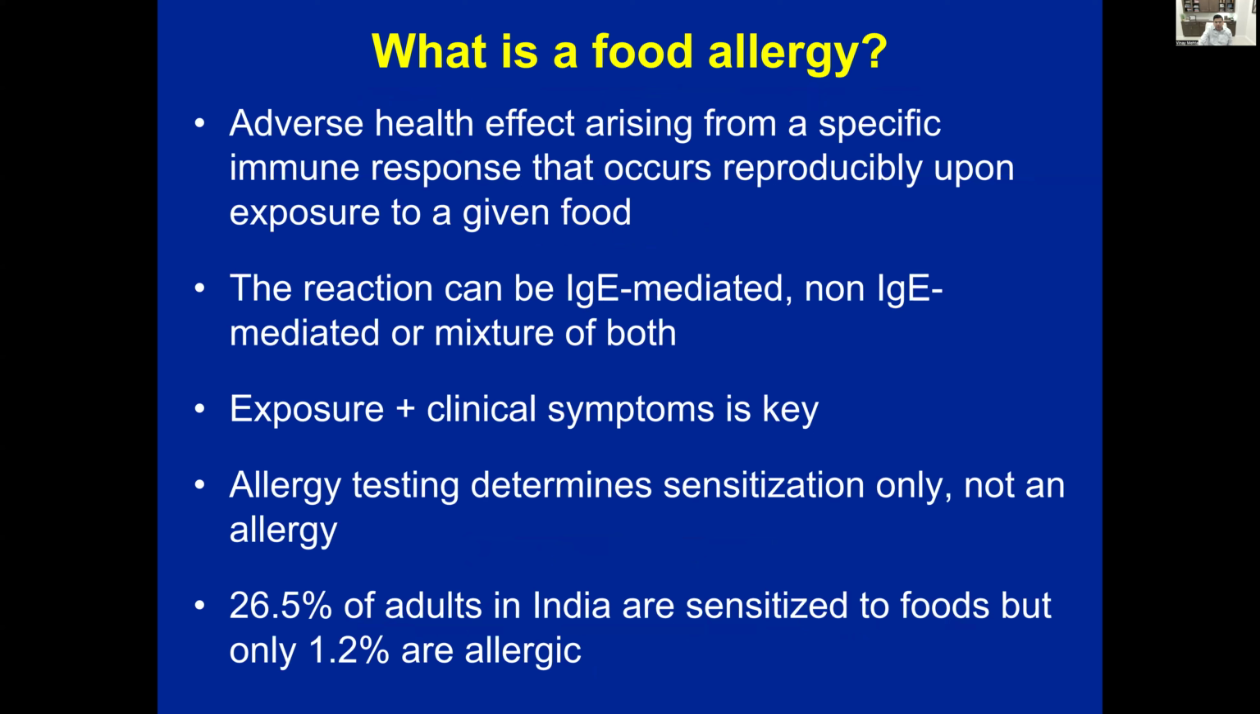So, when we say food allergy, it's a very nebulous term, and it's often confusing. Food allergy is any adverse health effect, okay? And this arises from a specific immune response. So you need to have an immune response for it to be categorized as food allergy, and it has to be reproducible, okay? That is the key thing. You don't have food allergy one time and not have food allergy the other time. It has to be reproducible with the same food.